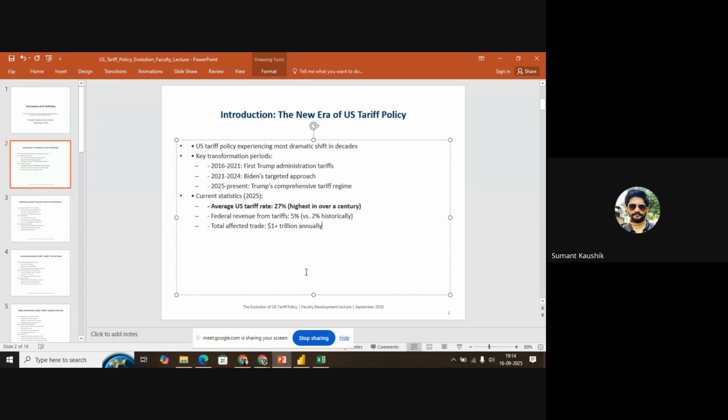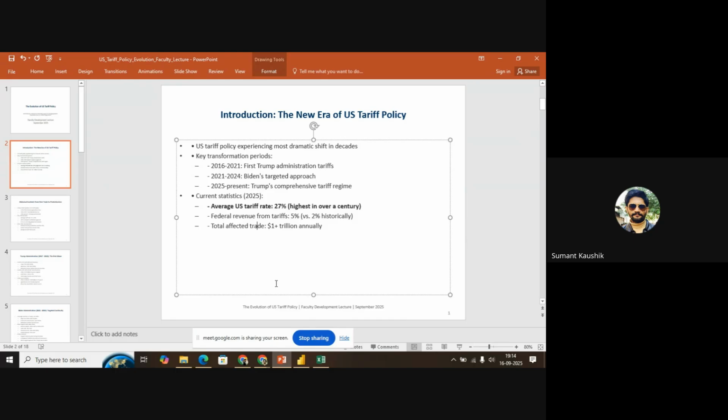Next is the case of federal revenue. So the federal revenue from tariffs was 5% versus 2% historically. Till now, the amount of revenue from tariff for the US GDP or the US sources of revenue from taxes used to be 2%. Now it is 5%, which is also historically very high. And the total trade affected yearly is $1 trillion. That is $1+ trillion annually. And this is also a huge amount.